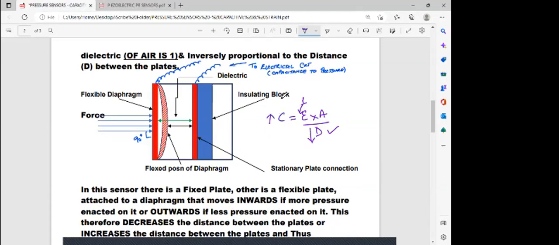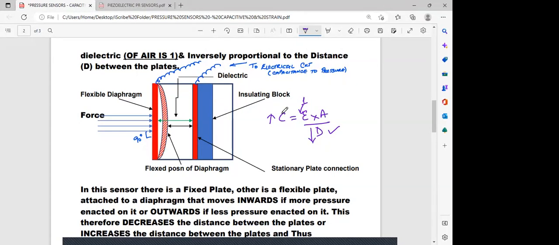And remember, the capacitance is then through these connections taken to an electrical circuit that is going to convert this change in capacitance into a pressure. That pressure reading will be calibrated either in inches, feet, meters accordingly, and displayed. Is everybody clear with regard to the basic pressure sensor and how it works?